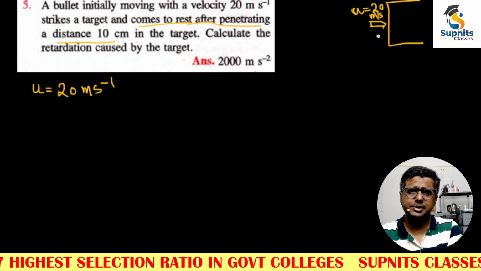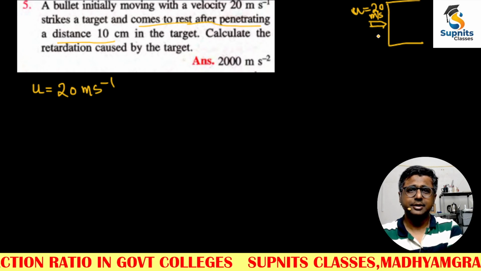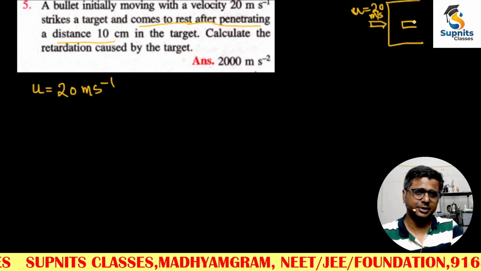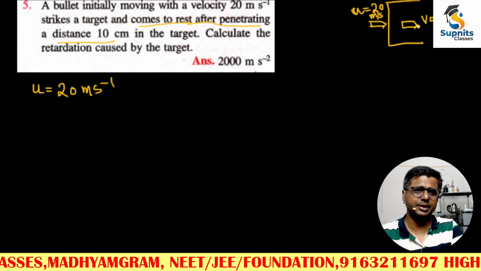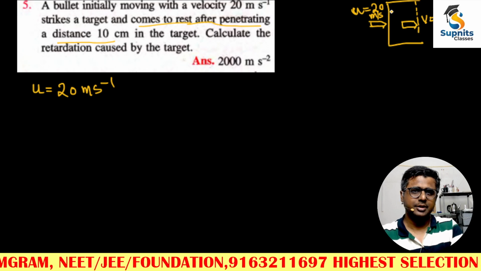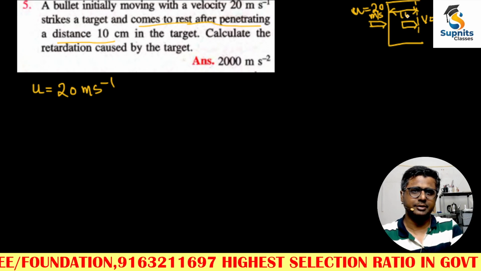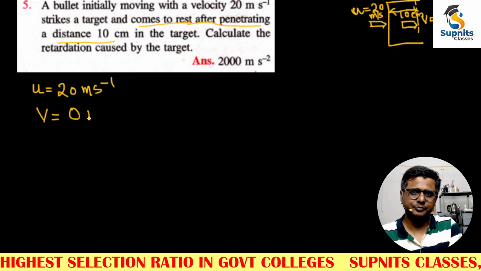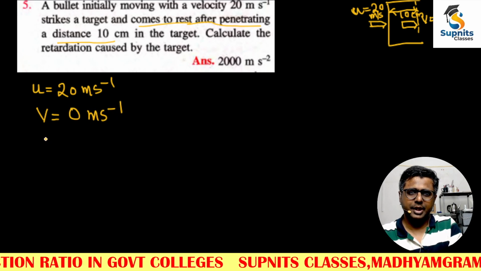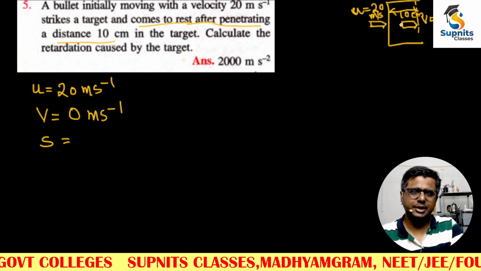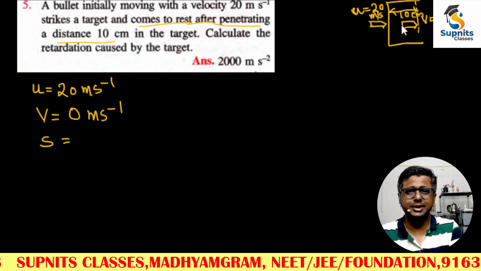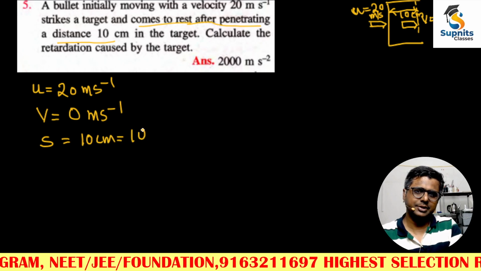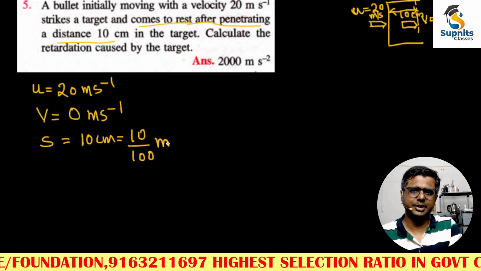Then what does rest position mean? Rest position means that velocity is 0. So the bullet will come to its rest position, that means here velocity is 0. And this rest position is 10 centimeter into the target. So can I say V is equal to 0? You will say yes. And what is S? Here the displacement is given. The displacement of the bullet is 10 centimeter, so that means 10 by 100 meter.